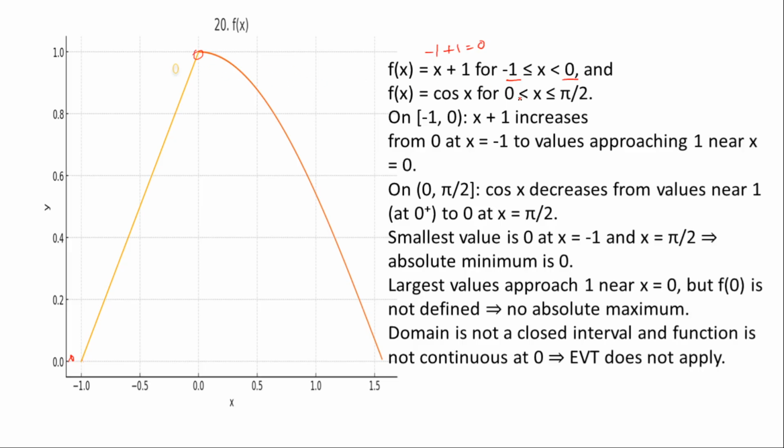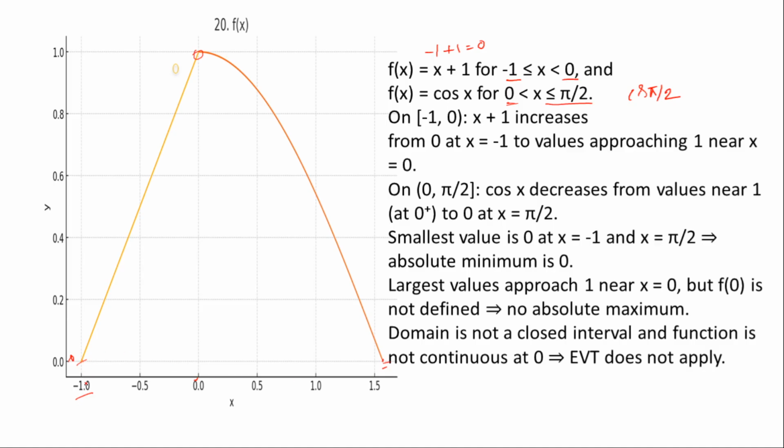And from 0 to π/2, when x equals 0, cos 0 is 1, but it is not included here either. From 0 to π/2, this is the graph of the cos x function. And at x equals π/2, the point is included, so cos 90 degrees is 0. From this graph we can say what the absolute maximum and absolute minimum are. Here these points are included, so the absolute minimum is at x equals minus 1 and also x equals π/2.